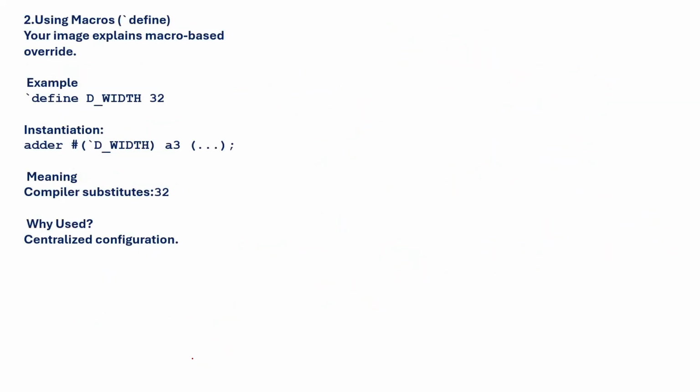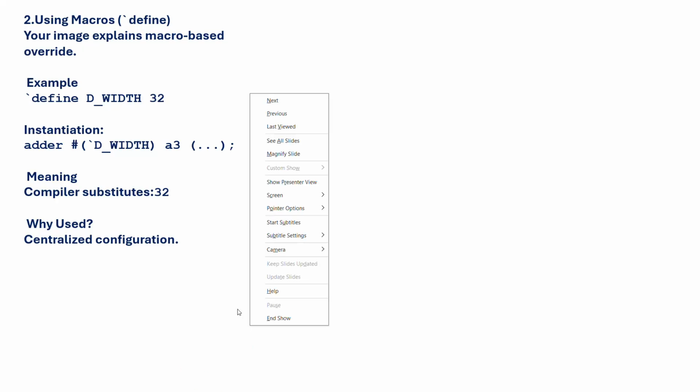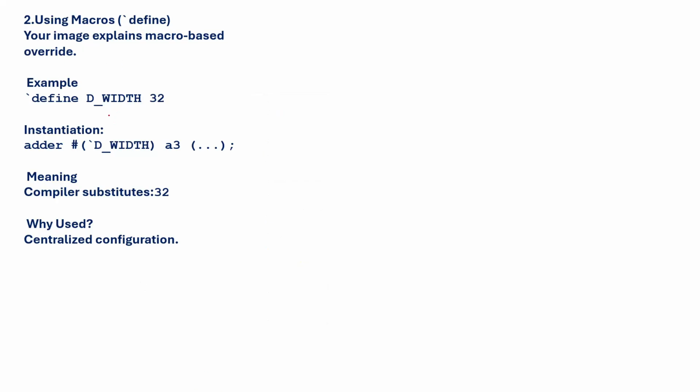So the second method, I told you, is tick define macros. In the yesterday class we have taken the macros, right? So tick define, this is the data width I'm taking, that is 32. Then instantiation adder hash tick width of a3. Tick width of a3 means whatever the 32 you are taking, that will be applied here. So you just need to change this compiler directive width only.